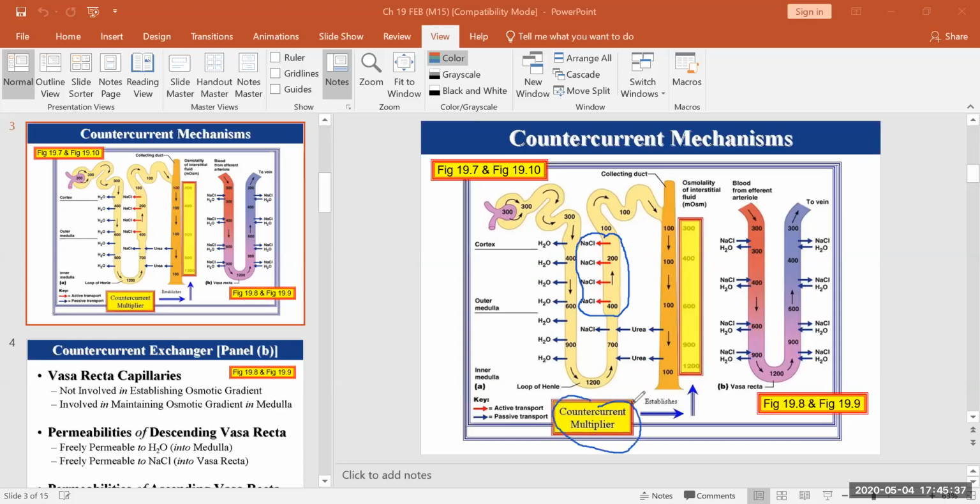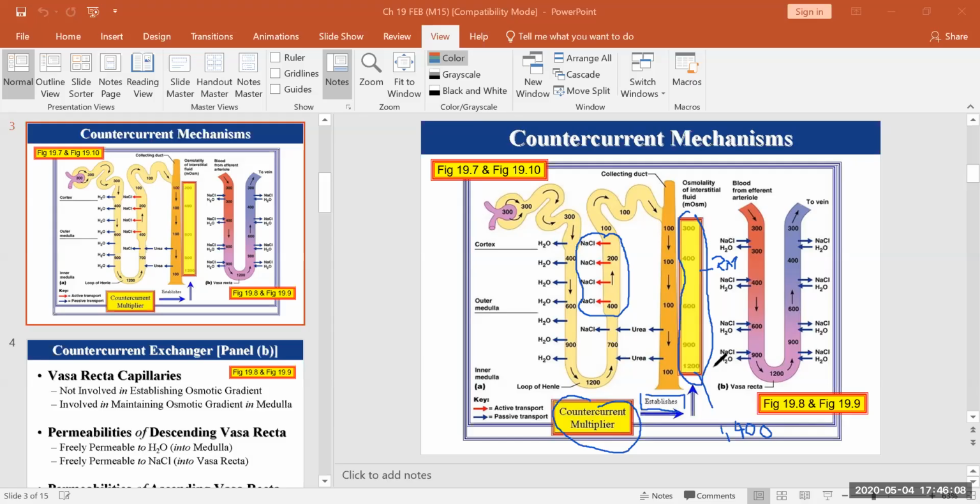So the countercurrent multiplier establishes the gradient, this gradient here. When we say osmotic gradient, that's the gradient we're talking about. And this is in the renal medulla. And it can go not only 1200, it can go up to 1400. Okay, so that's osmotic gradient.